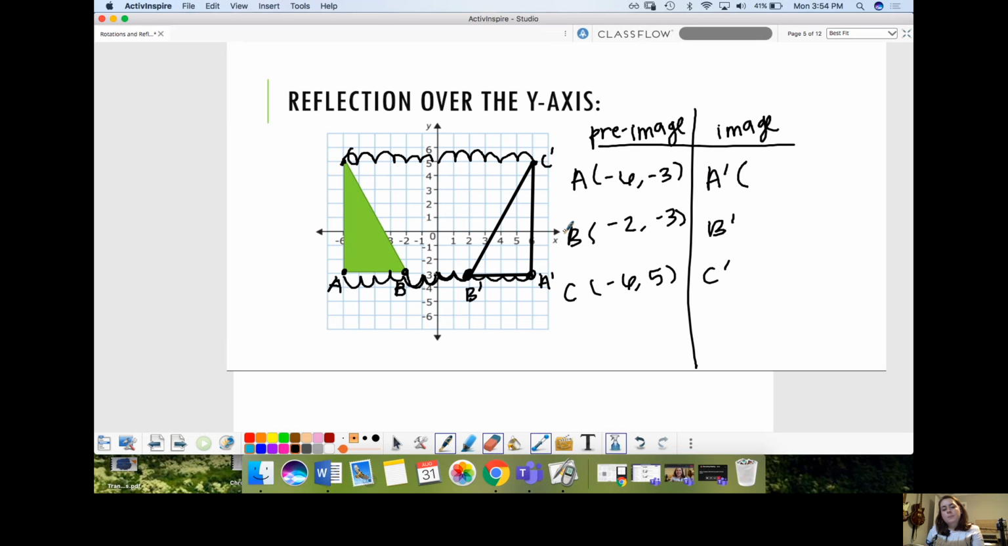So A prime was at 6, -3. B prime was at 2, -3. And then C prime is at 6 and 5. And so notice that your x is changing. So from -6, it becomes +6. From -2, it becomes +2. And from -6, it becomes +6. But your y's, that second number, stays the same.